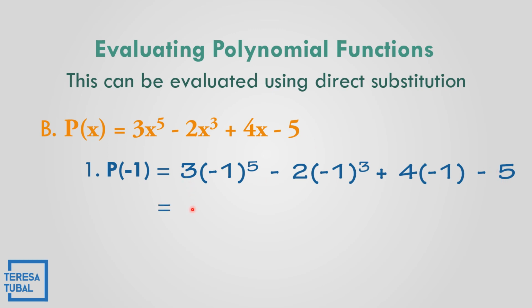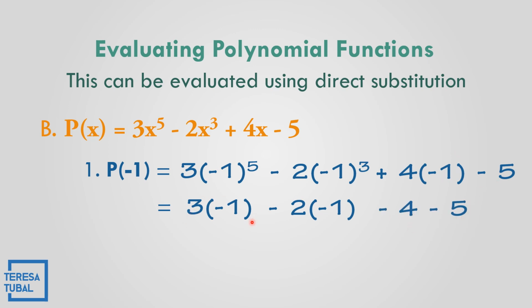So bring down 3. Negative 1 times negative 1 times negative 1 times negative 1. So negative 1 to the fifth power, so that becomes negative 1. So this is an odd power, so ang kukunin natin, that is negative 1. Copy negative 2. Negative 1 times negative 1 times negative 1, that is negative 1. 4 times negative 1, that is negative 4. Copy negative 5.